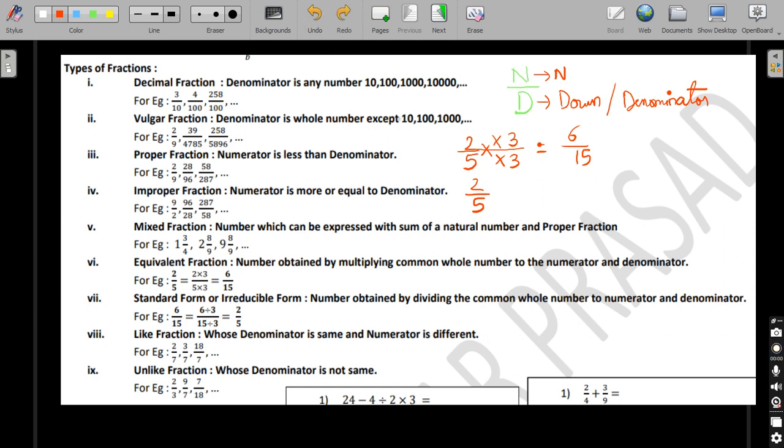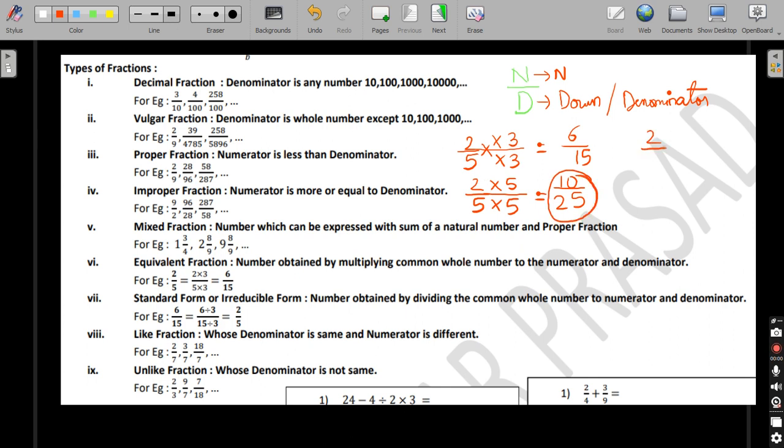For example, 2 by 5 is there and I need to find an equivalent fraction. I will take, for example, 5. Here also I can take 5. It means the numbers I take for the numerator and denominator both should be the same. Then we call it an equivalent fraction. 2 5s are 10, 5 5s are 25. This is the equivalent fraction. 10 by 25 is an equivalent fraction of 2 by 5.